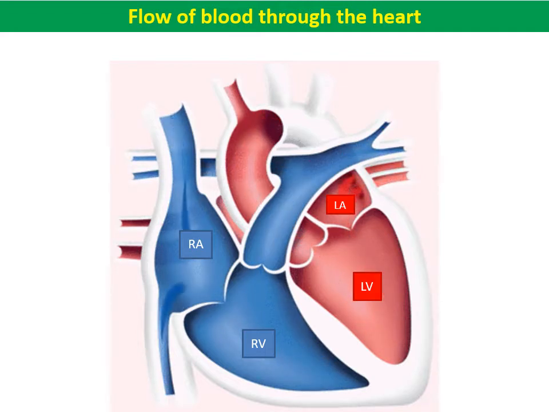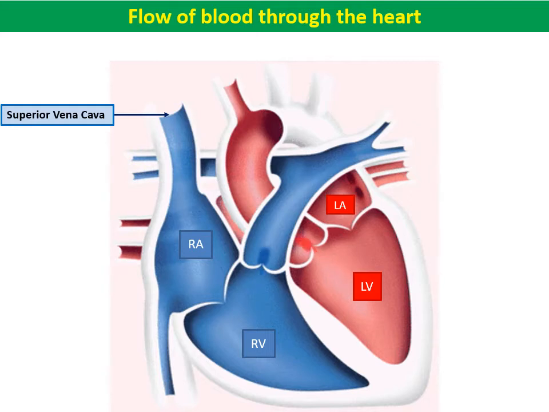The left side of the heart is of reddish color because it contains oxygenated blood. Okay, so the deoxygenated blood from the upper part of the body is collected and brought into the right atrium through the superior vena cava, and the blood from the lower part of the body is collected and brought into the right atrium through the inferior vena cava.